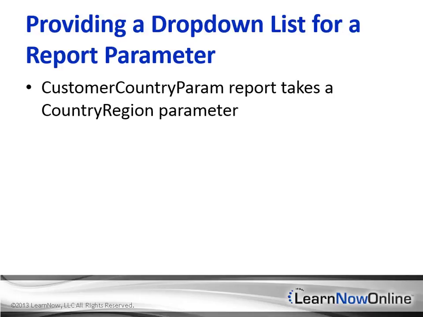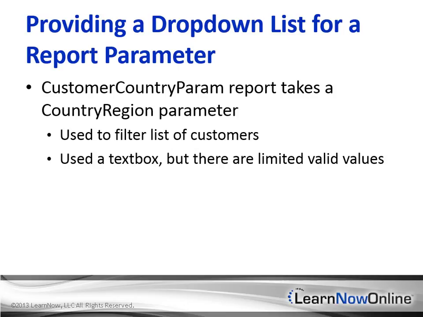The customer country param report that I've used in order to demonstrate the use of parameters within reporting services. It contains a parameter, country region, which is used to filter a list of customers that are included in the report based on a value that the user enters into a parameter text box. This sort of parameter, though, has a limited set of possible values that makes it a perfect candidate for using a drop-down list instead of a text box.